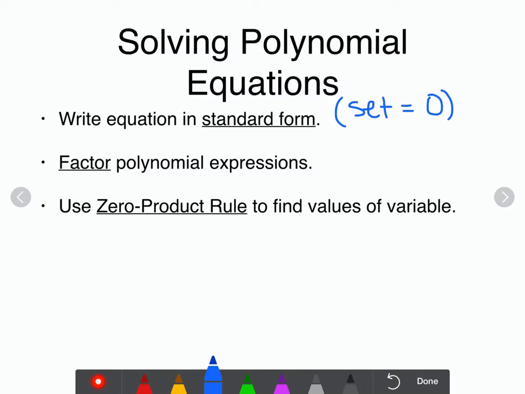Next we're going to factor our polynomial expression. We went through the last 3 lessons, factoring parts 1, 2, and 3, learning all the different strategies for factoring. First, factoring out a greatest common factor if there is one, then looking at the number of terms that are left and choosing a method based on the number of terms.